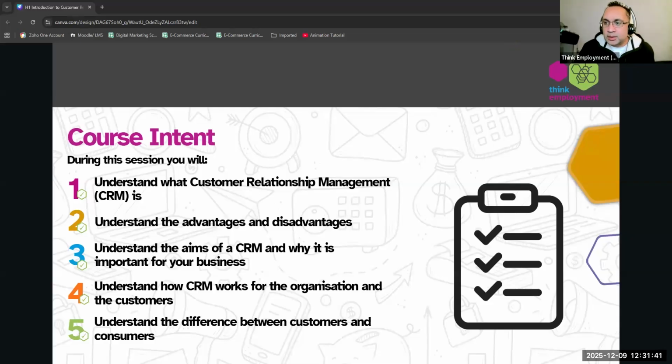Right, so course intent. Understand what CRM is, customer relationship management. Understand the advantages and disadvantages of using CRM. Understand the aims of a CRM and why it is important for your business. Understand how CRM works for the organization and customers. Understand the difference between customers and consumers.